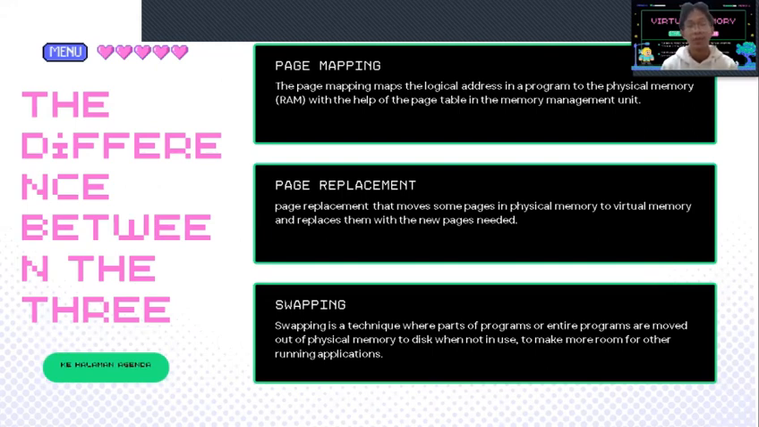Page mapping maps the logical address in a program to physical memory, RAM, with the help of the page table in the memory management unit. Page replacement moves some pages in physical memory to virtual memory and replaces them with the new page needed. Swapping is a technique where part of a program or an entire program is moved out of physical memory to disk when not in use to make more room for other running applications.